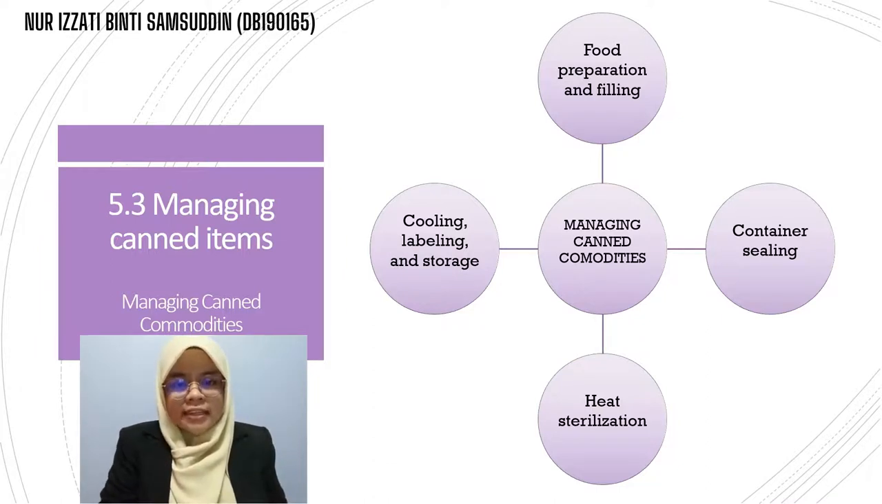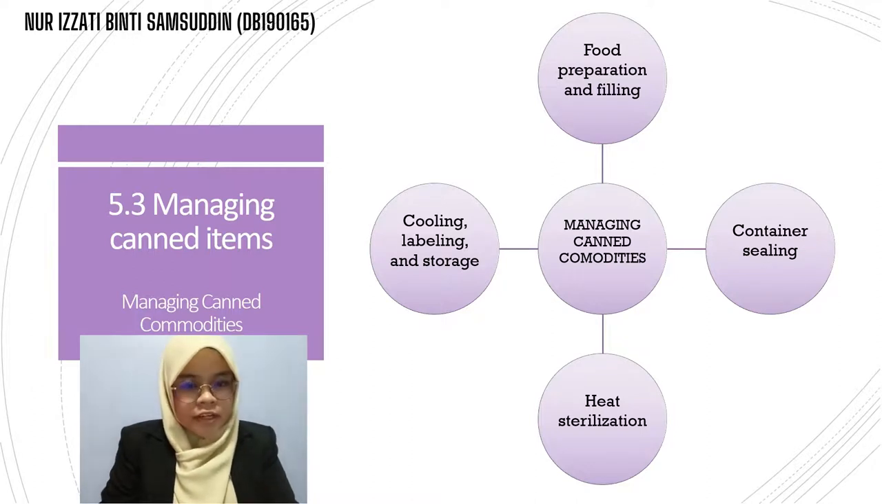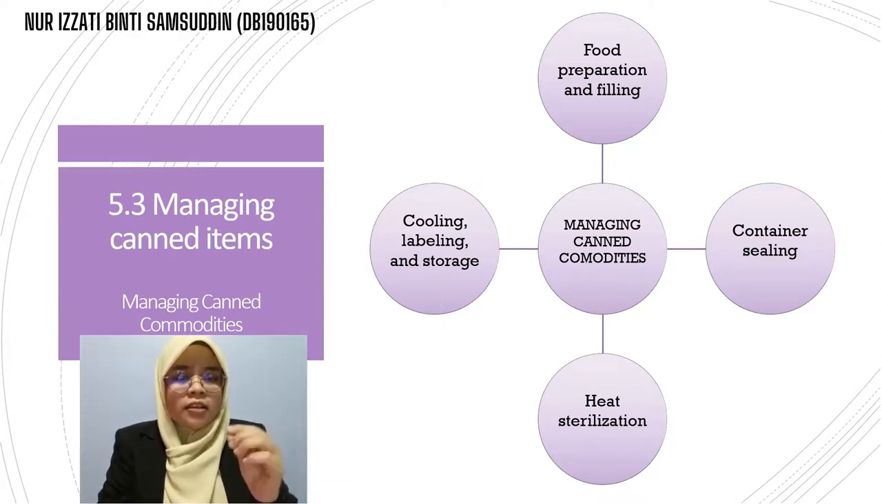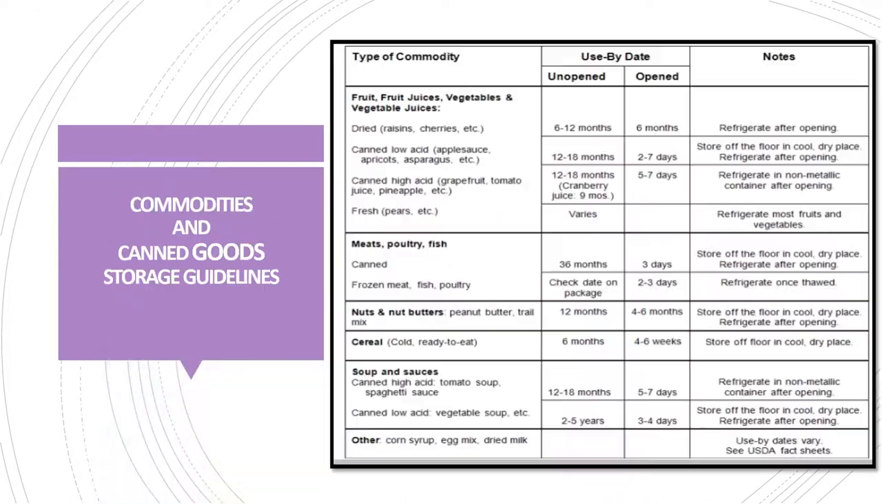Number three, heat sterilization. This crucial process in canning follows sealing. It is produced by heating the containers briefly to a boiling temperature. In many modern processes, sterilization of the product and of the container itself are separate. And the last point is cooling, labeling, and storage. The hot product is next cooled and dried. After that, labels are affixed, and cans are placed in packing boxes.